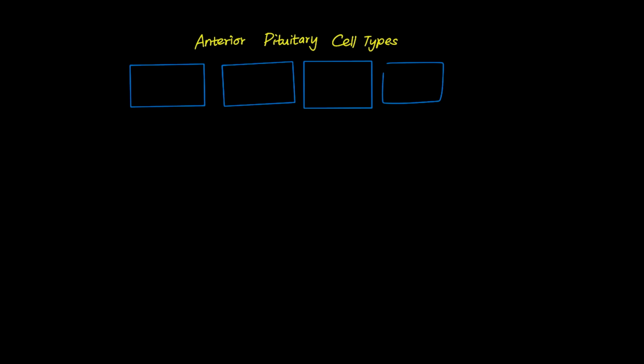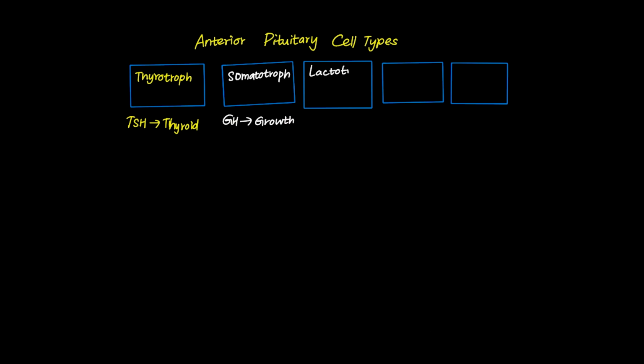The anterior pituitary has 5 types of endocrine cells, and this question asks which one makes TSH, thyroid-stimulating hormone. That's the thyrotroph. The name gives it away. Thyrotroph feeds the thyroid. TSH travels to the thyroid gland and tells it to make T3 and T4.